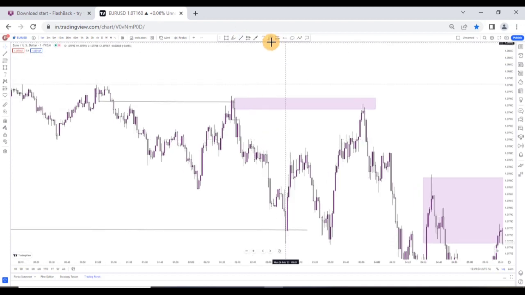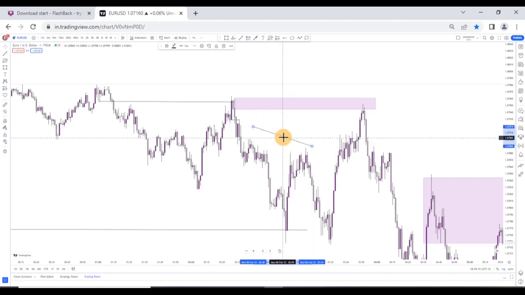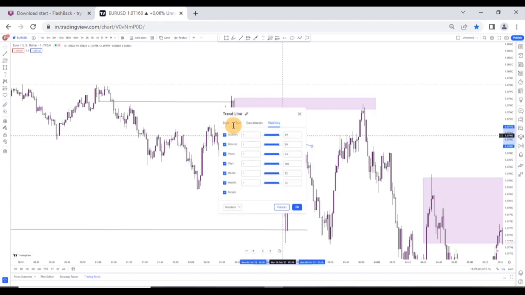Okay, let me pick that tool again. Isn't it? Yeah. Okay. What's happening? I think my TradingView is just giving me issues right now. Okay. Maybe it's because I'm using the web version. Okay, let's go to text.